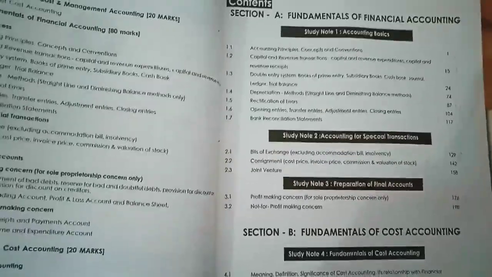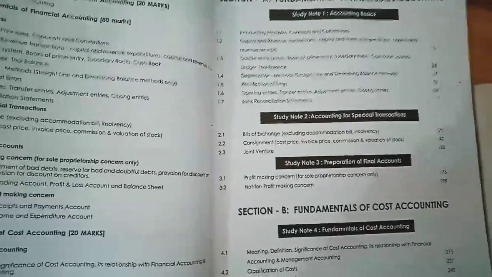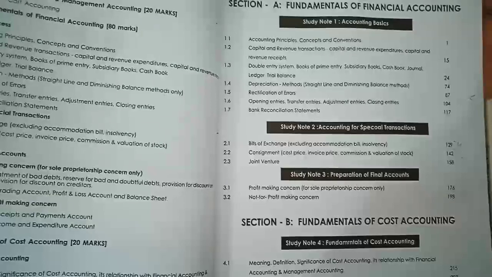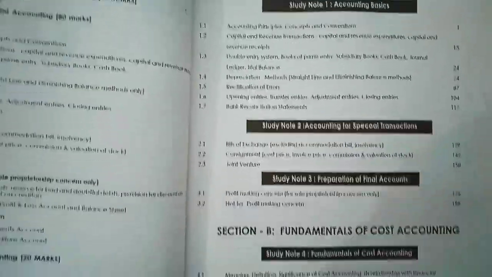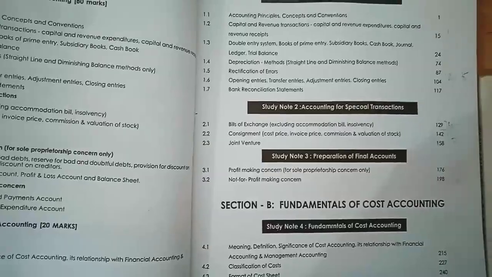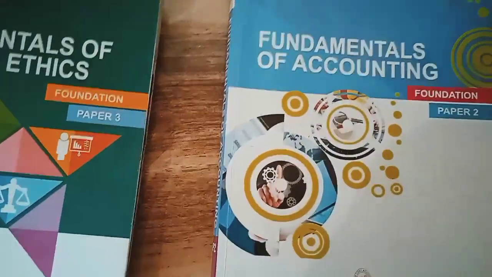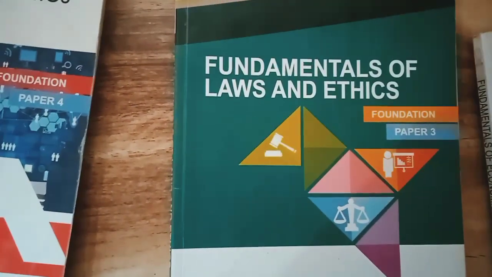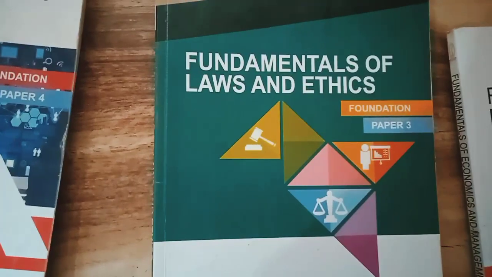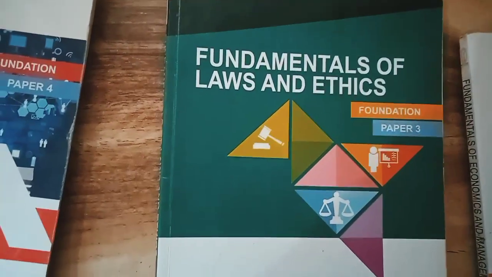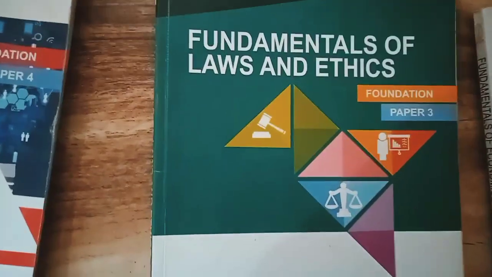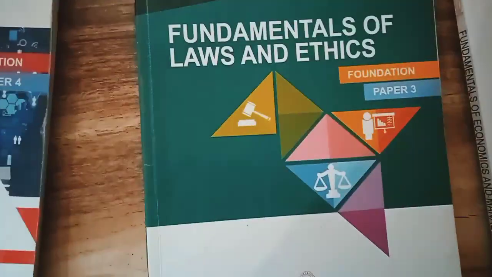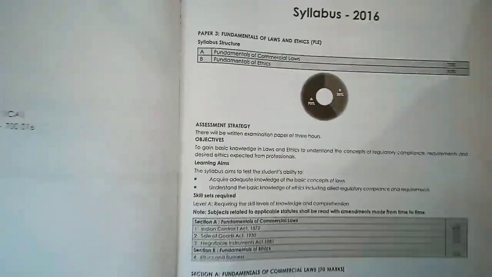So accounting is of a really very basic level in CMA Foundation. Again, commerce students need not worry much because they have already studied these in their respective 11th and 12th classes. So this was all about paper number 2, that is Fundamentals of Accounting. Next is paper number 3, which is Fundamentals of Law and Ethics. This is a very new subject in CMA Foundation. Even commerce students have never read this subject, Law and Ethics. Now let us see the syllabus.